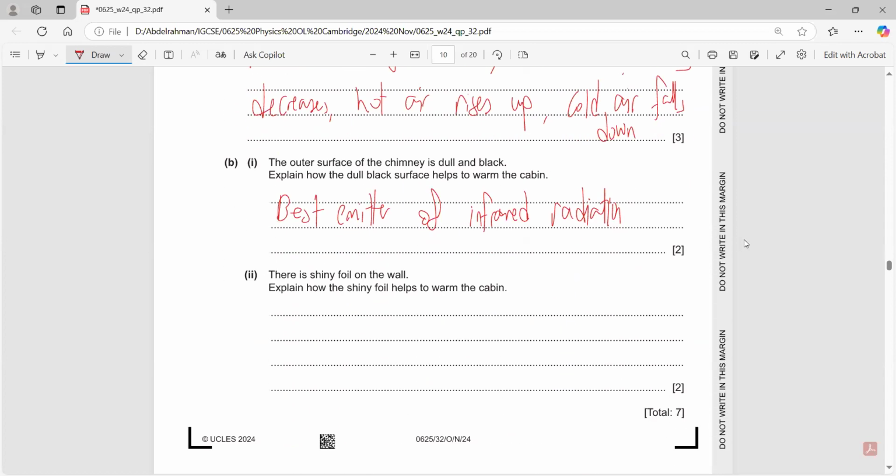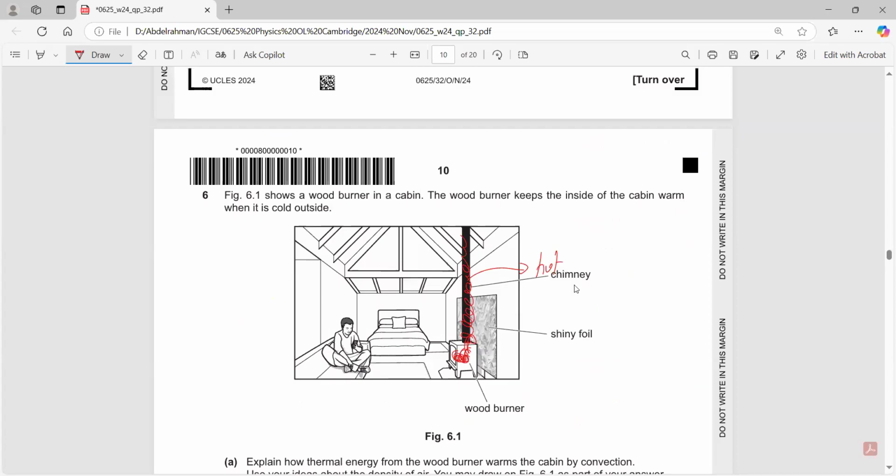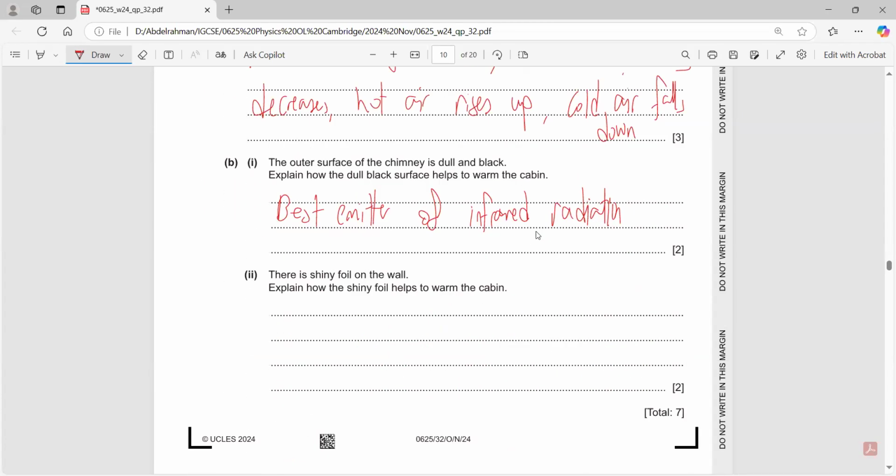There is a shiny foil on the wall. Can you see the shiny foil behind the chimney? Explain how the shiny foil helps to warm the cabin. So if it is shiny, how does this help?